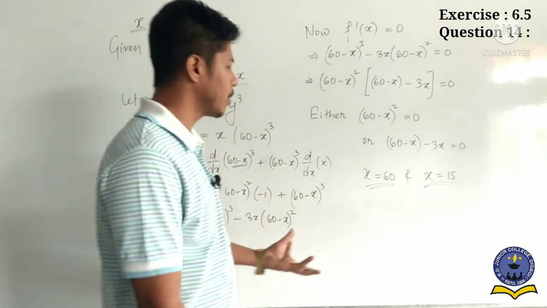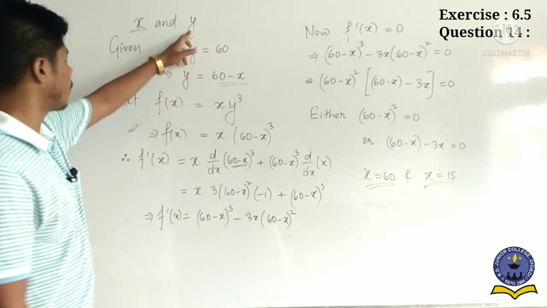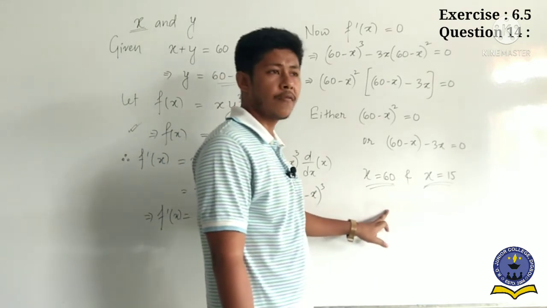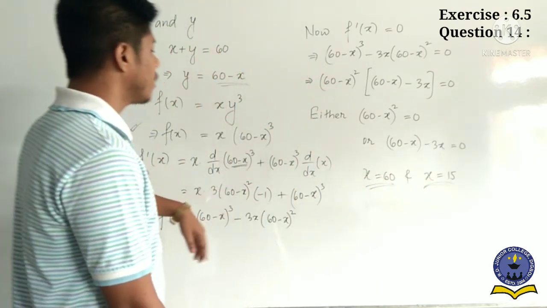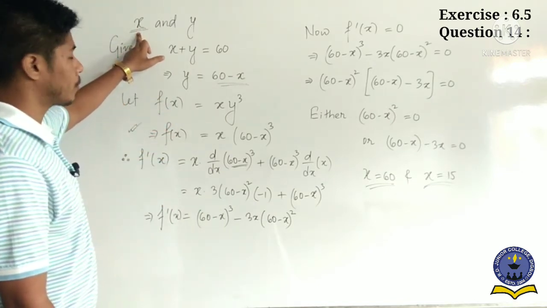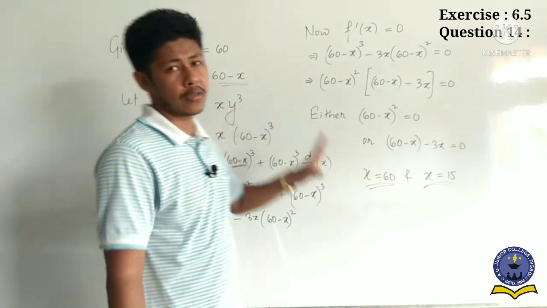And when we get the maximum, this one is our required numbers, and the numbers are what? x and y. y means 60 minus x. So from here we have to verify which one is maximum, 15 or 60, and after verification, in place of x we have to put this value, and we have to find out the value of y also.